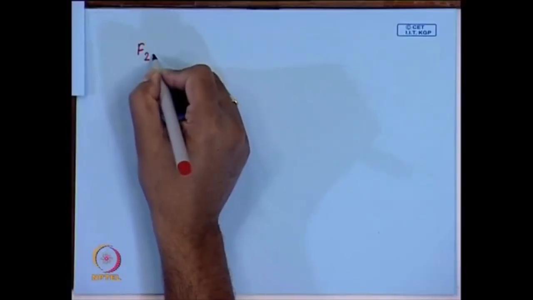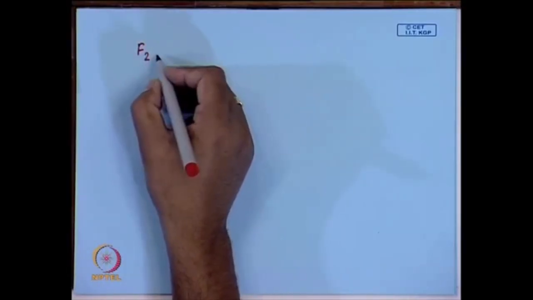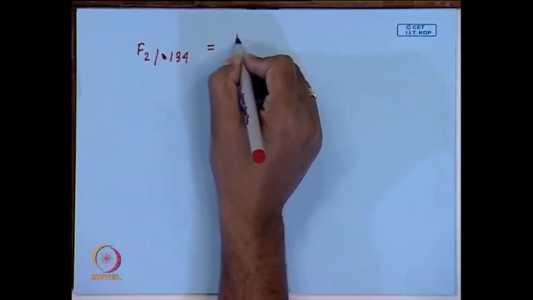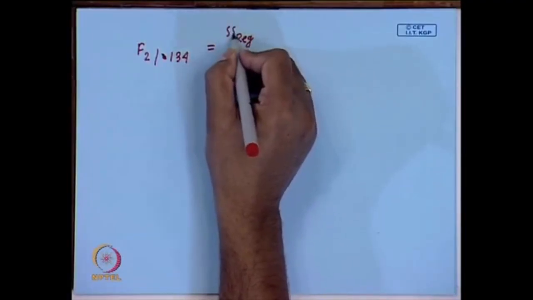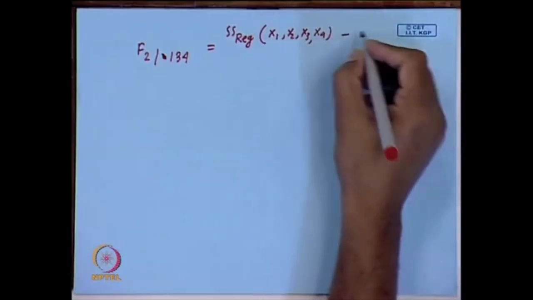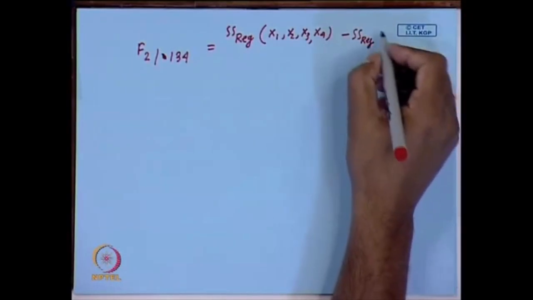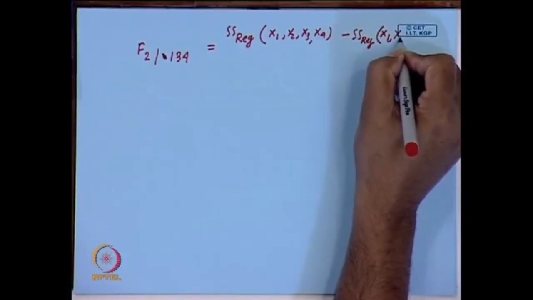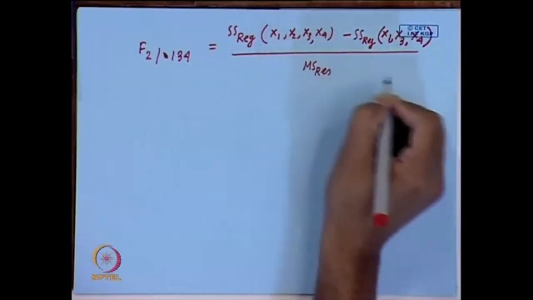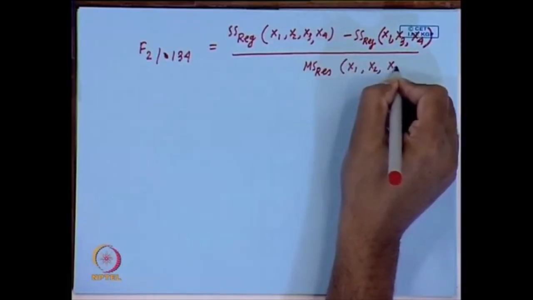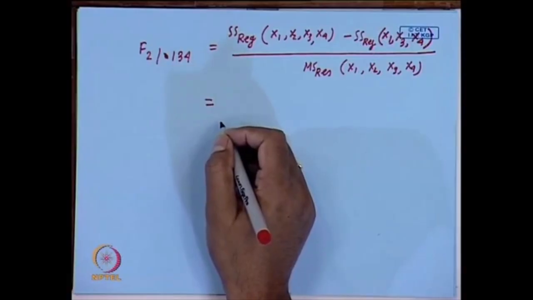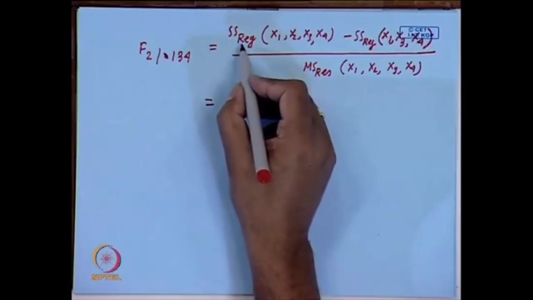So, F 2 is the partial F statistic for X 2 in the presence of X 1, X 3 and X 4 in the model. So, this is SS regression for the full model, that means X 1, X 2, X 3, X 4 minus SS regression for the model involving X 1, X 3 and X 4, divided by MS residual for the full model, that means X 1, X 2, X 3, X 4. Well, so let me check whether I have the ANOVA table for this one. Yes, I have, okay.